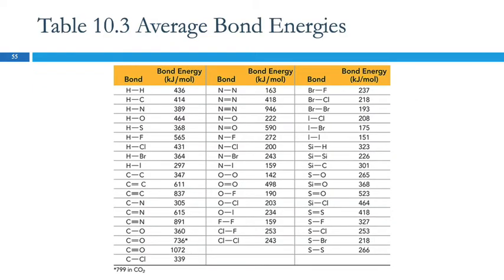So this is a table of average bond energies. And so you can go in here and see, I have a carbon-nitrogen double bond. Okay, that's going to take this much energy to break. One thing I'd like to point out here is carbon-oxygen double bond is 736 on average, unless you're talking about CO2, and then it's 799.